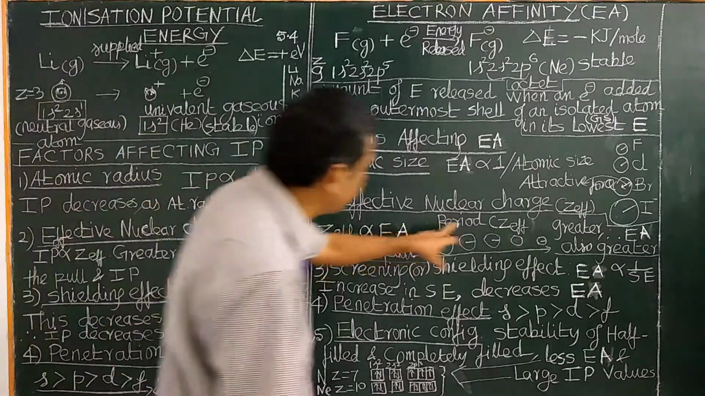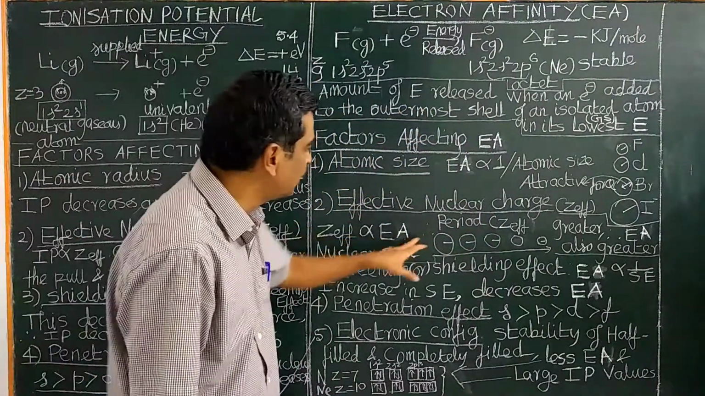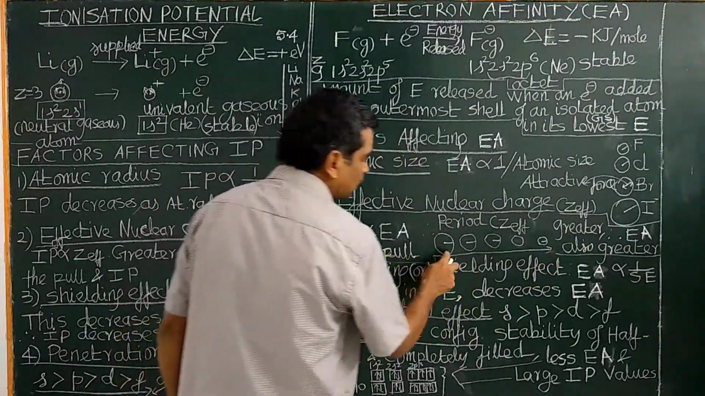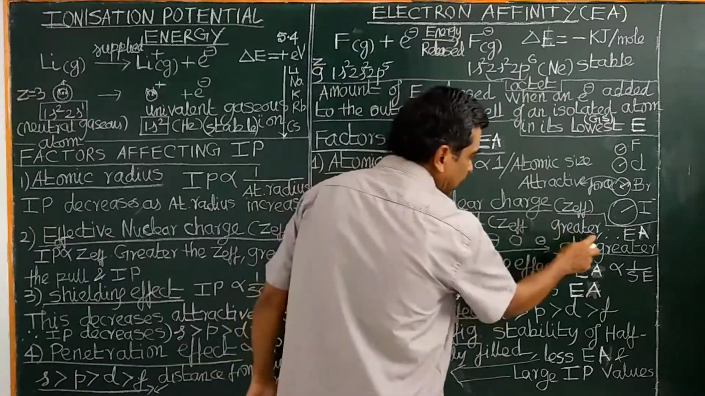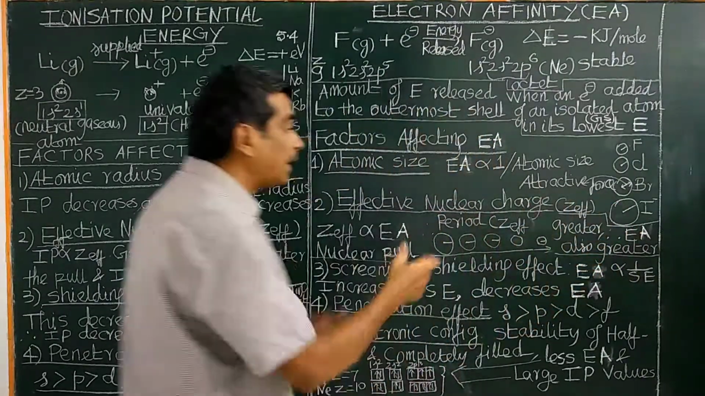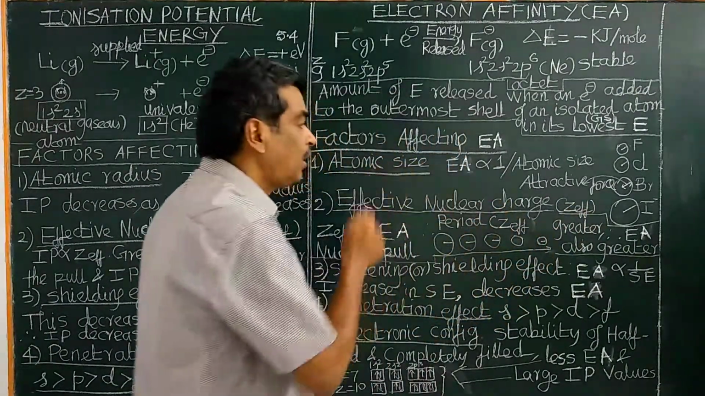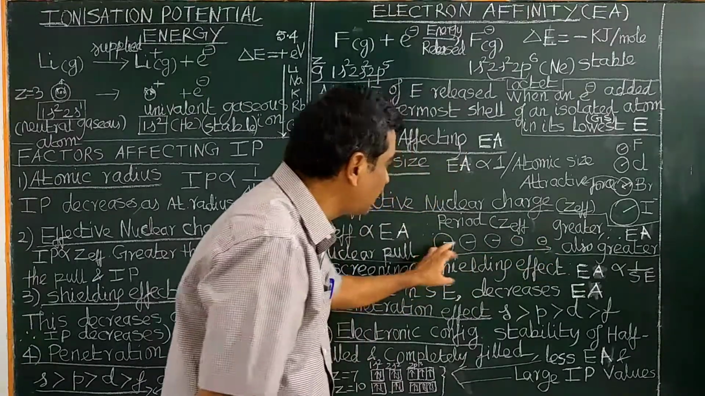For example, in a period, we have seen that the nuclear charge increases. Effective nuclear charge increases from left to right. Nuclear charge is greater, therefore electron affinity is also greater. Therefore, as I said earlier, the nuclear pull will be larger here and smaller here.